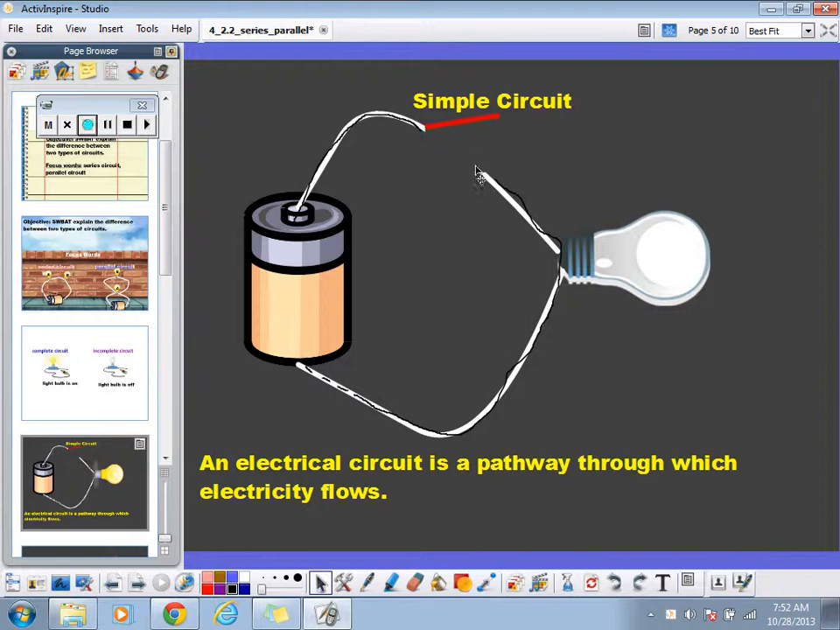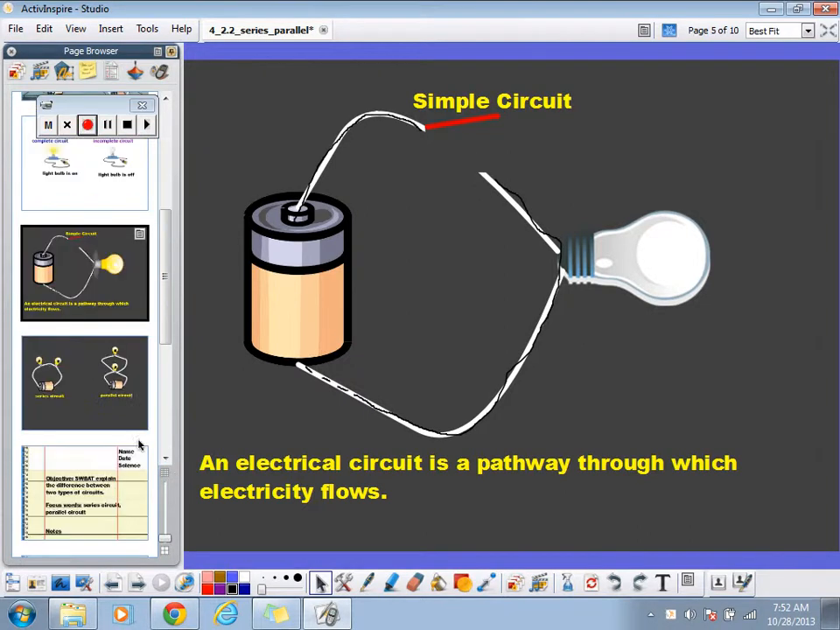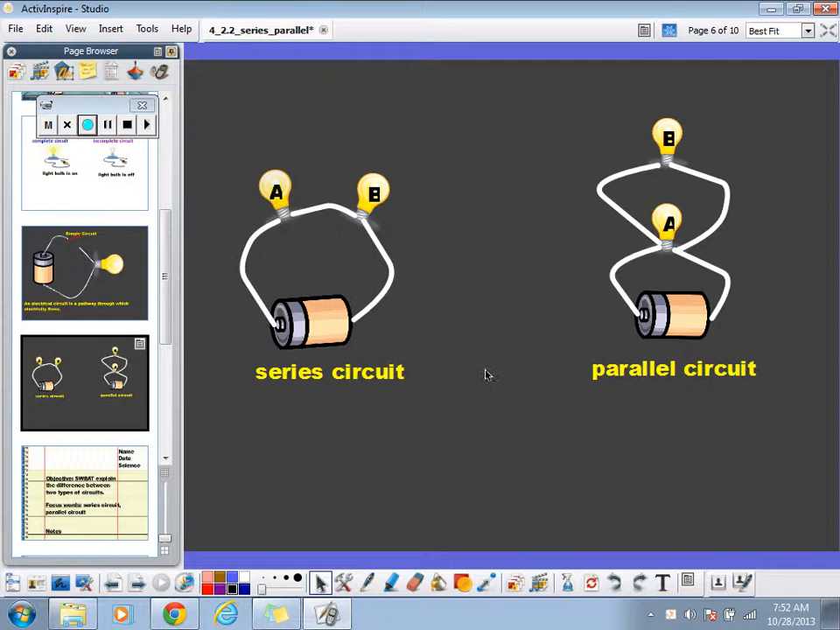That is really important for our series and parallel circuits because it helps us understand why they're different. So let's first look at the series circuit. On the series circuit, we have one battery. We have wires connecting the battery to two light bulbs. And if you look, it looks like one big circle. So we have here the electric charges coming out of the battery and going all the way around in one circle like that.